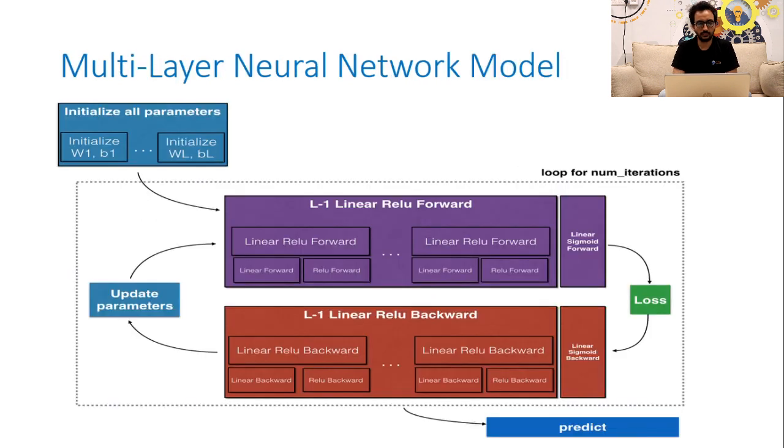This is the summary of the multi-layer neural network model. We first initialize all the parameters, then we perform forward propagation, calculate loss, calculate the backward propagation, update the parameters, and then repeat this process until the value of the loss function stops changing. This is a trained neural network now, which can be used to predict the testing data.